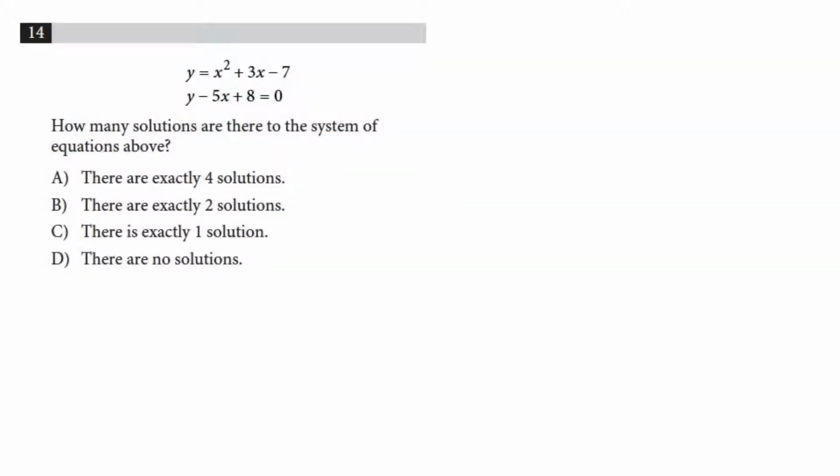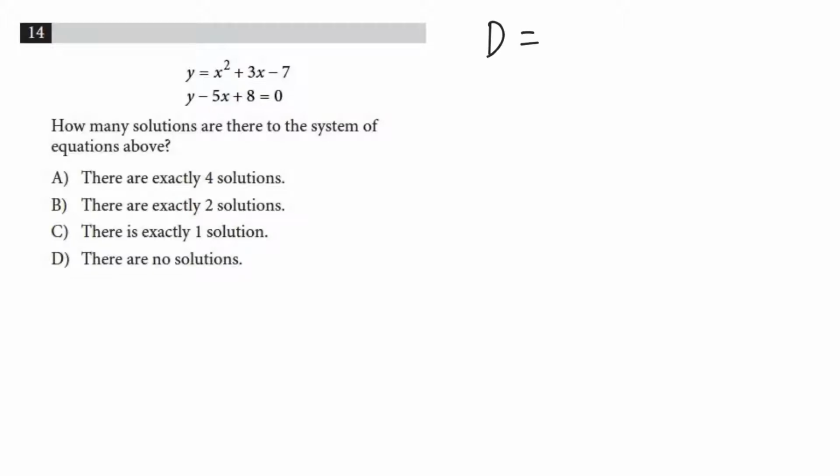14. y equals x squared plus 3x minus 7. y minus 5x plus 8 equals 0. How many solutions are there to the system of equations above? Okay, so we're going to be using the discriminant. The discriminant comes out of the quadratic formula.